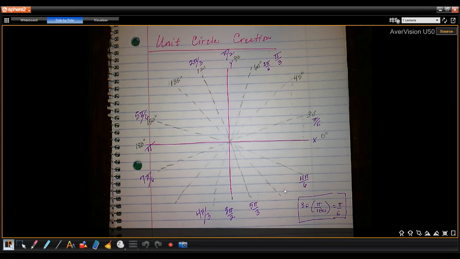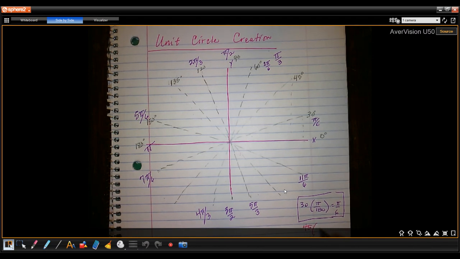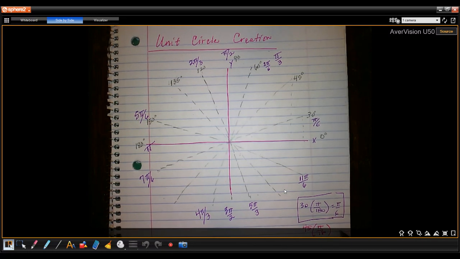Now we can do 45. Well, 45 degrees, we've already discussed. 45 degrees, if we do pi over 180, gives you what? Pi over 4.